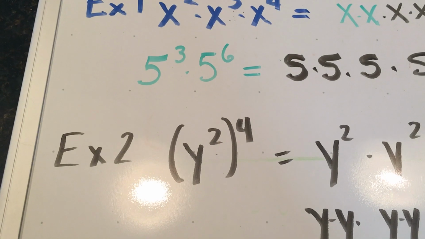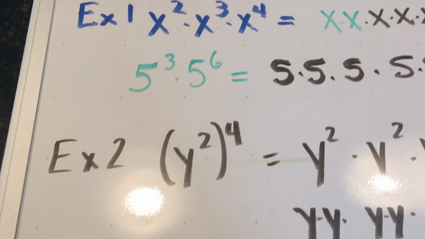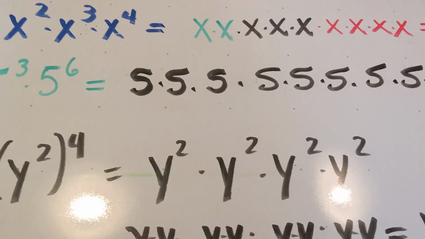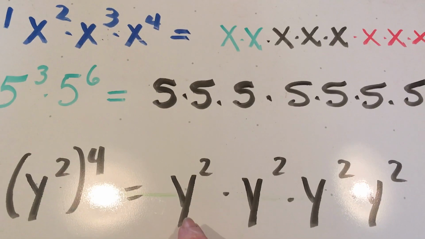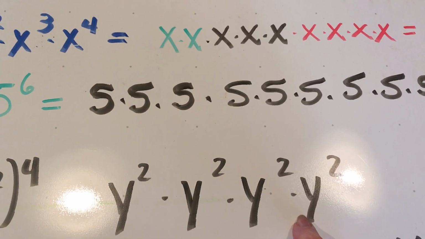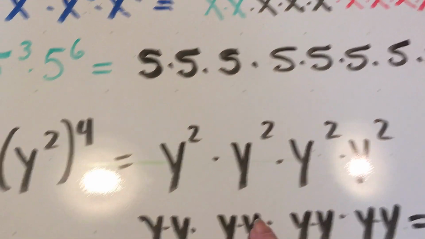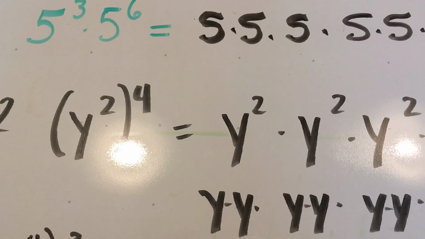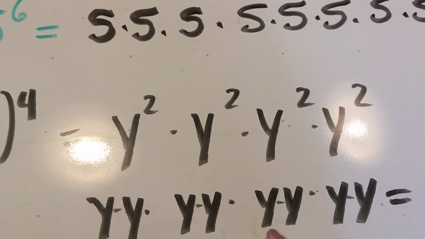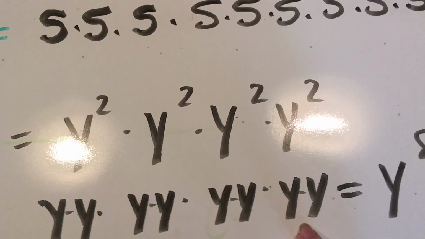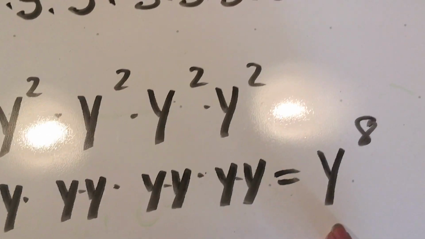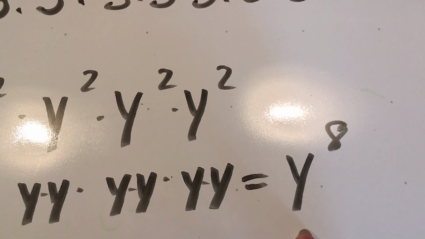So, for example, the problem would be y squared to the fourth power. What does it mean to do something to the fourth power? That means we're going to write out the y squared 4 times. Y squared times y squared times y squared times y squared. We know that each of those y squareds means y times y. So we have a y times y, and a y times y, and a y times y, and a y times y. And if we count all those y's up, we have 2, 4, 6, 8. Our answer in exponential form would be y to the 8th.